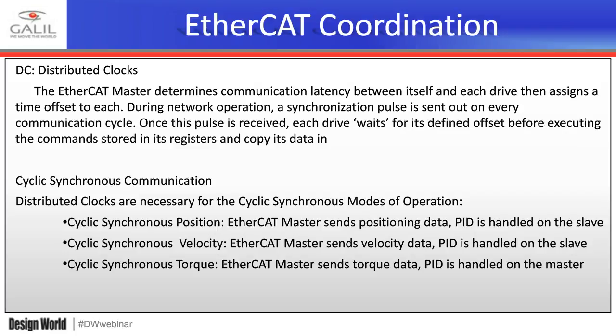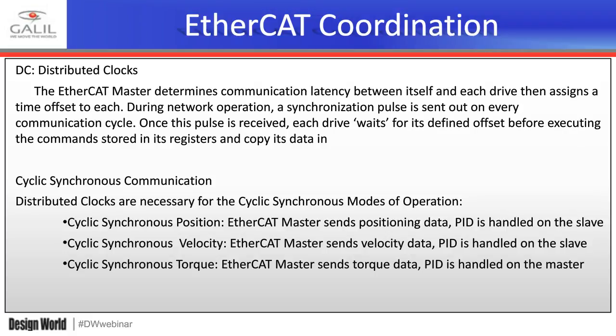And where this really comes in is in what's termed cyclic synchronous communication between the EtherCAT master and the EtherCAT drives. In this method, the EtherCAT master, every cycle time, which can be anywhere from 10 milliseconds down to multiples of tens of microseconds, will send out position or torque or velocity data depending on which mode of motion you're using, and then send out the sync pulse.